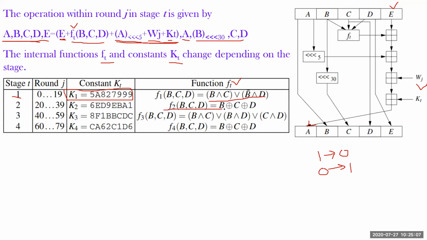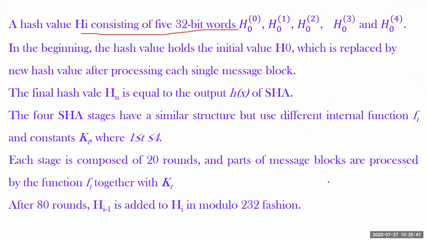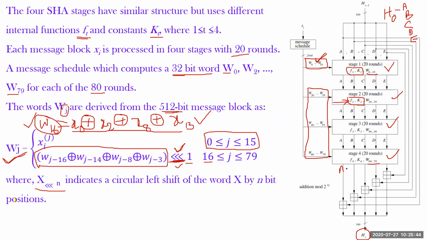For the second stage, F2 will be taken something like this, and the constant value K2 will be this one. K3 will be like this, and F3 will be taken something like this. K4 will be this constant value, and F4 will be calculated something like this. In this way, F1, F2, F3, F4 and K1, K2, K3, K4 will be taken into consideration. Finally, you get your output. After the fourth stage, you get A as output here, B as output here, C, D, and E.